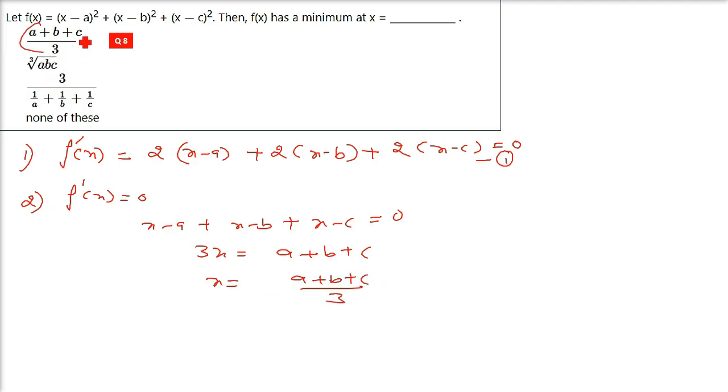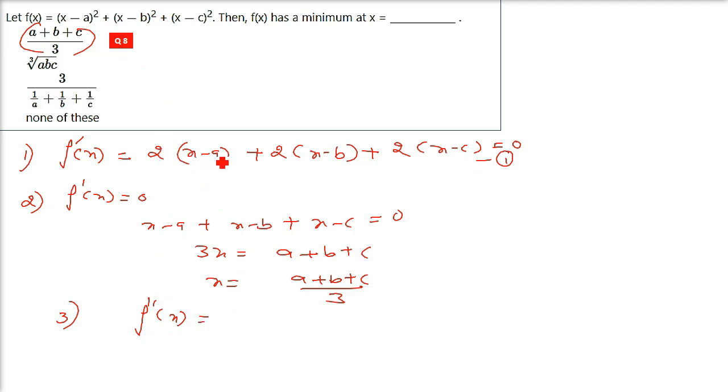Now, are you getting the answer? Yes, the first one is the x. But there is just one more step we have to go ahead and show to the examiner. We have to double differentiate this. F dash x has to be differentiated to get f double dash x.